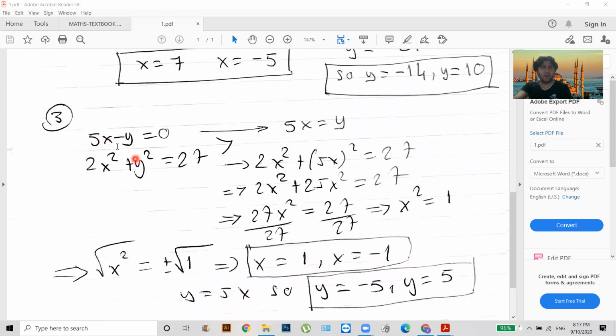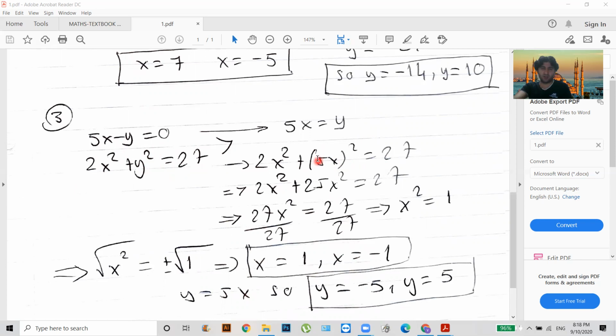Okay, question 3. 5x minus y equals 0. Then take this y to this side. y equals 5x, or you can say 5x equals y, it's the same thing. Then take this 5x and come to this equation here, 2x squared plus y squared. Now instead of y squared, I'm going to say (5x) squared. And this 5x squared, guys, you have to write it in brackets, otherwise you're going to get it wrong. I see some of you did it like this, 2x squared plus 5x squared, and then 7x squared. We don't do it like that.